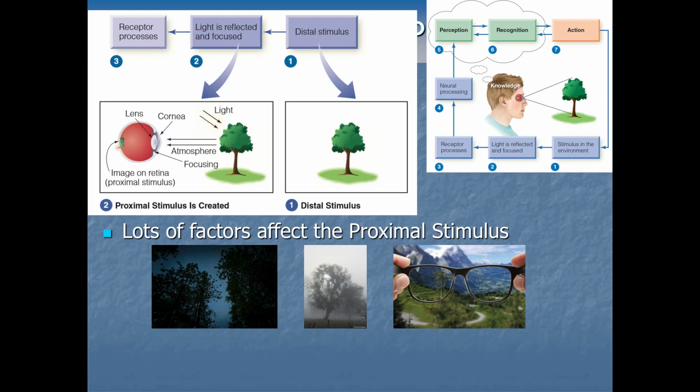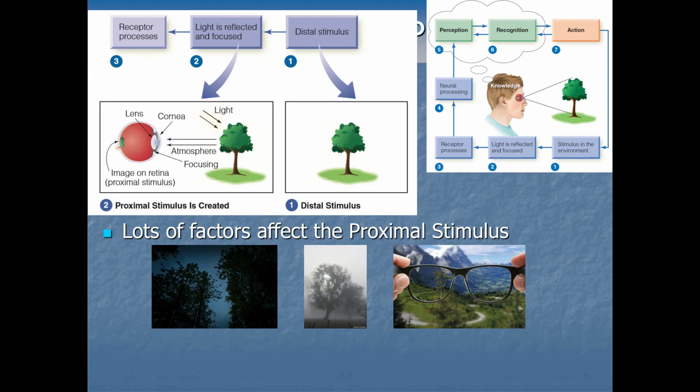Or the texture and shape of the tree itself, of course, affects what and how much light it reflects, but also atmospheric conditions affect the light between the tree and the eye. So if it's a foggy day or a rainy day or a snowy day, that will affect the proximal stimulus, the info that we detect, and so we will end up detecting and perceiving something very different than the tree as it is. We don't directly perceive the distal stimulus.